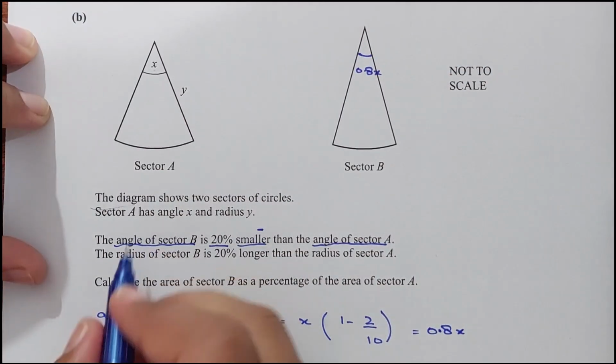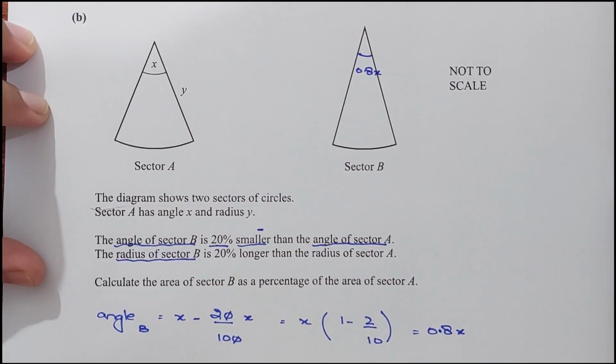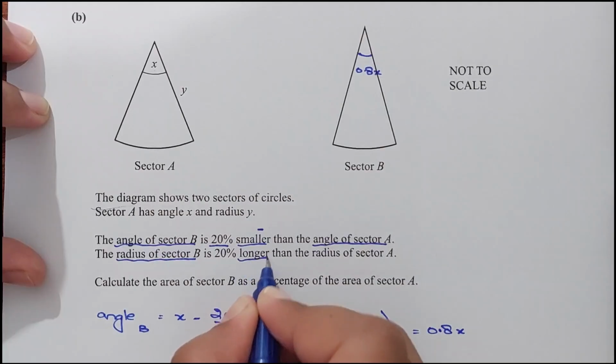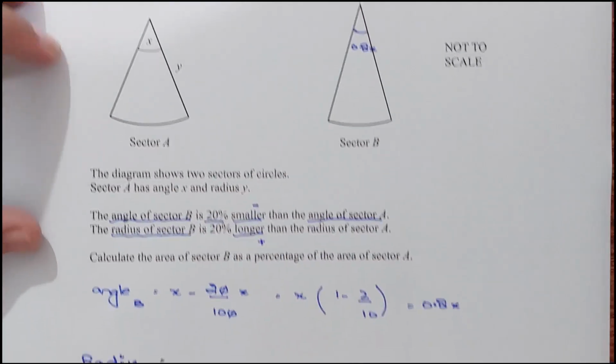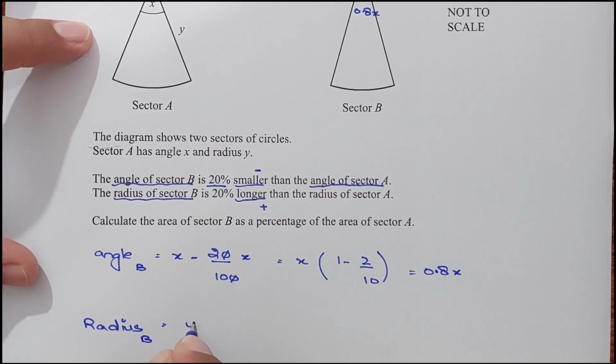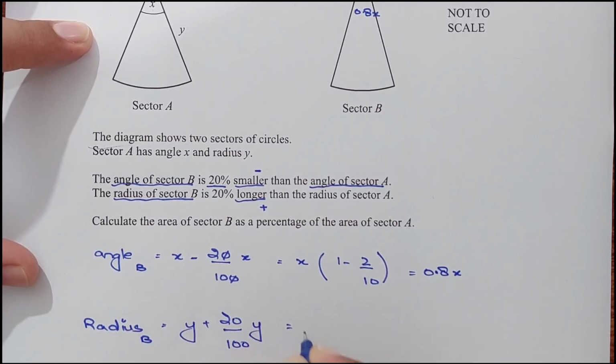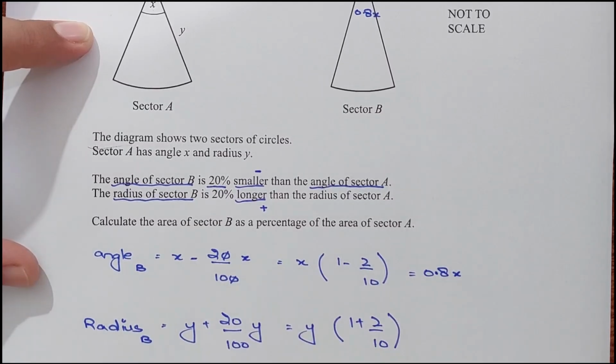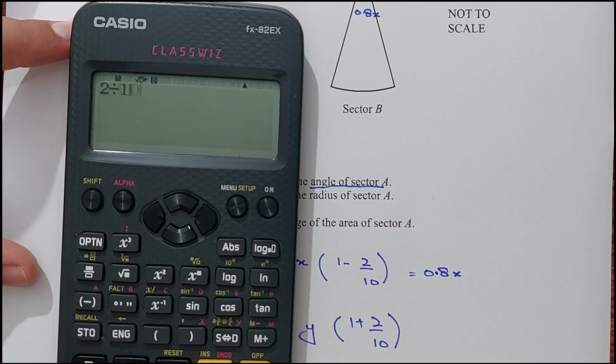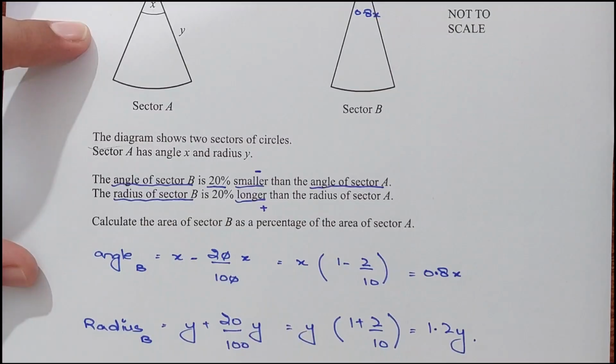And the radius of sector B, let me work on that. The radius of B is 20% longer than the radius of A, so we add. The radius of A is y, so we add 20% of y. So y is outside, and we have 1 plus 2 over 10, right? So 2 by 10, 1 plus that answer is 1.2y. 1.2y, that is the radius.